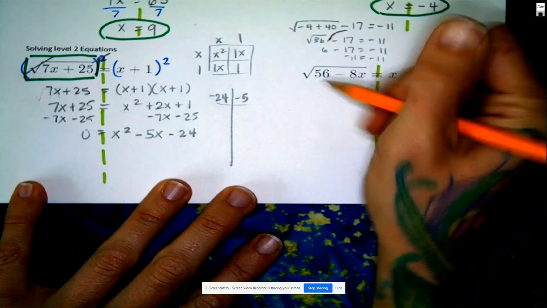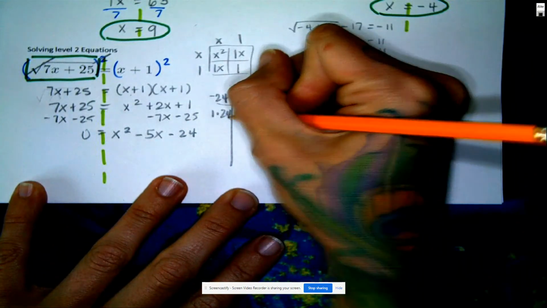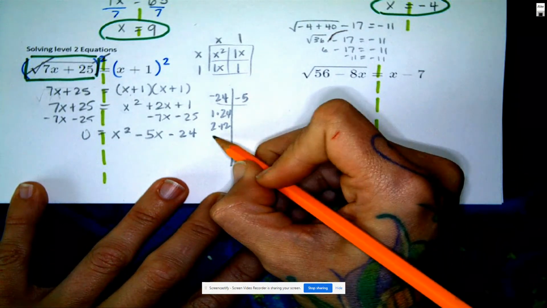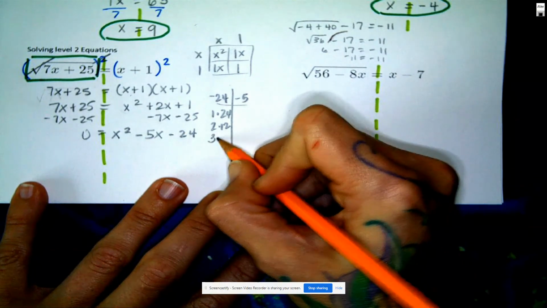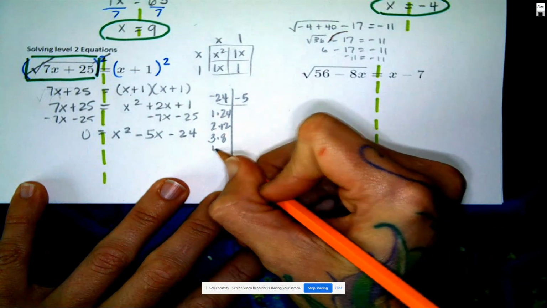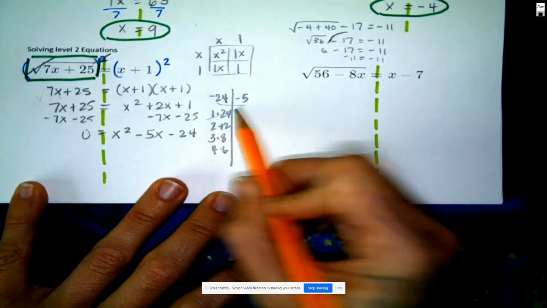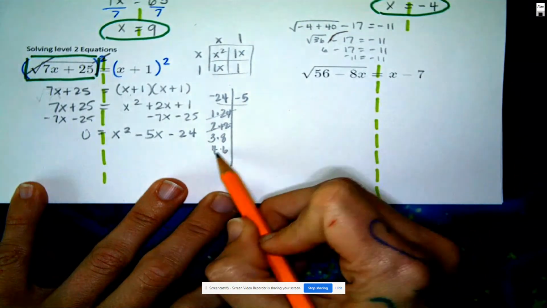So our factors of 24 would be 1 and 24, 2 and 12, 3 and 8, 4 and 6, no 5, and then we're back to our 6. 1 and 24 will never give us 5. 2 and 12 will never give us 5. 4 and 6 will never give us 5.